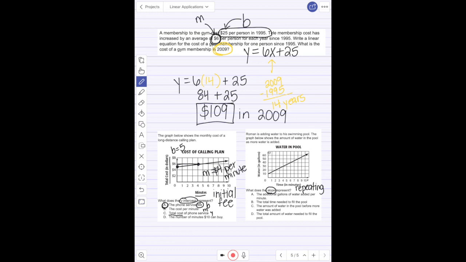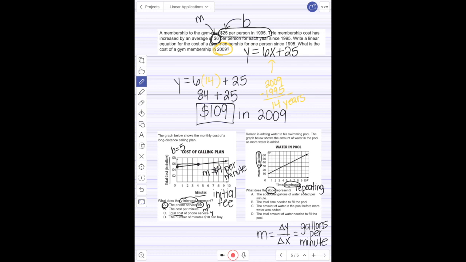So the repeating value, let's look. That's going to be, we have time in minutes, and we have water in gallons. So that repeating amount, if we're talking about how much is repeating, we're talking about the slope. So slope is your change in Y over your change in X. So we're going to talk about the change of gallons per minute. So let's look for which one says gallons per minute. So A, the additional gallons of water added per minute. I would agree with that. Then we have the total time needed to fill the pool. Well, we don't want to figure out how long it's going to take to fill the pool. We just want to know what the slope represents, which is the repeating amount.